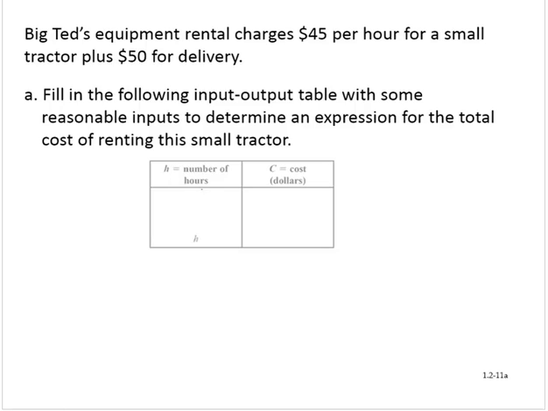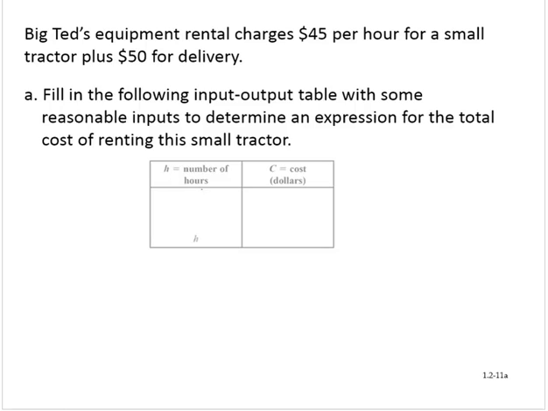Big Ted's Equipment Rental charges $45 per hour for a small tractor plus $50 for delivery. Fill in the following input-output table with some reasonable inputs to determine an expression for the total cost of renting this small tractor.